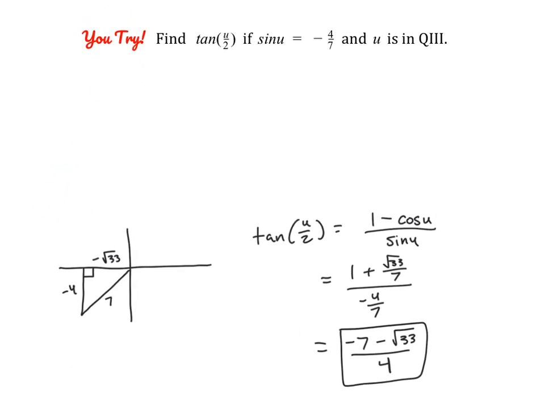Okay, so here we can see that I've drawn the angle. It says that u is in quadrant 3. If the sine is negative 4 over 7, we can use the Pythagorean theorem to find this missing leg, and it should be negative root 33. I used this form of the half-angle formula, and I substituted for cosine and sine, and then I simplified by multiplying the numerator and denominator by 7.